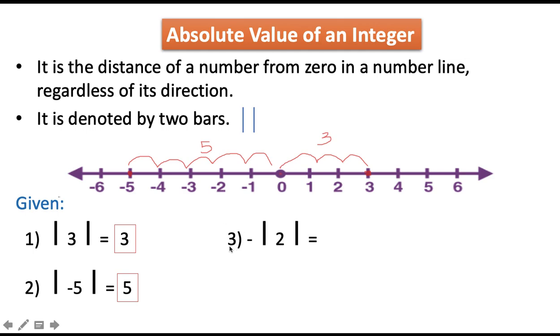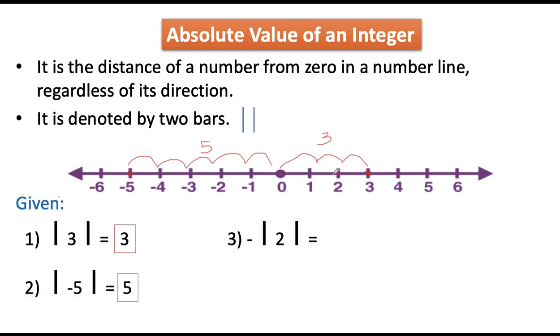In our given number 3, what is the negative absolute value of positive 2? So notice that given number 3 is different from 1 and 2 because there is a negative sign written outside the absolute value symbol. So how do we take this? So let us focus on the given positive 2. So what is the distance? So first, let us locate positive 2.